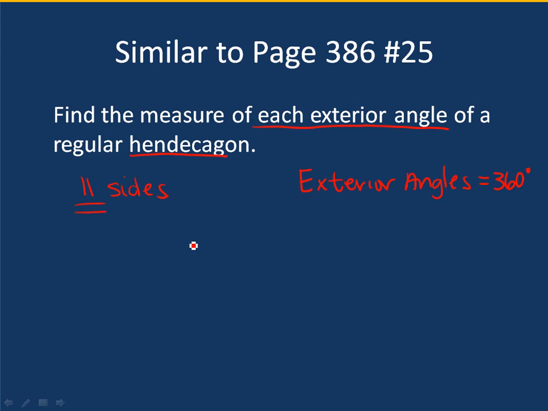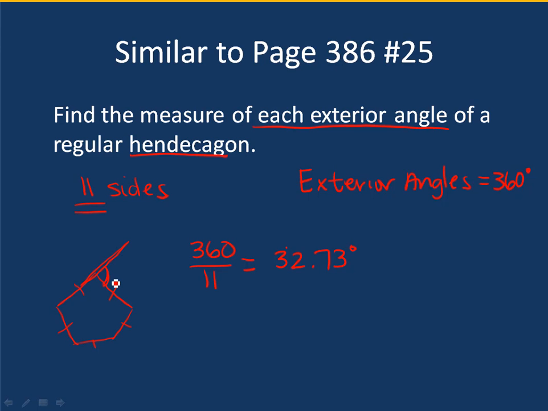So if this figure has 11 sides and they want to know what each one is, it's just going to be 360 divided by 11, which would be 32.73 if I'm rounding. So each angle on the outside of that hendecagon would be 32.73 degrees. And I can't draw a hendecagon because I'm not that talented, but if I were to draw a regular pentagon, that would be the exterior angle. That's what it's referring to.